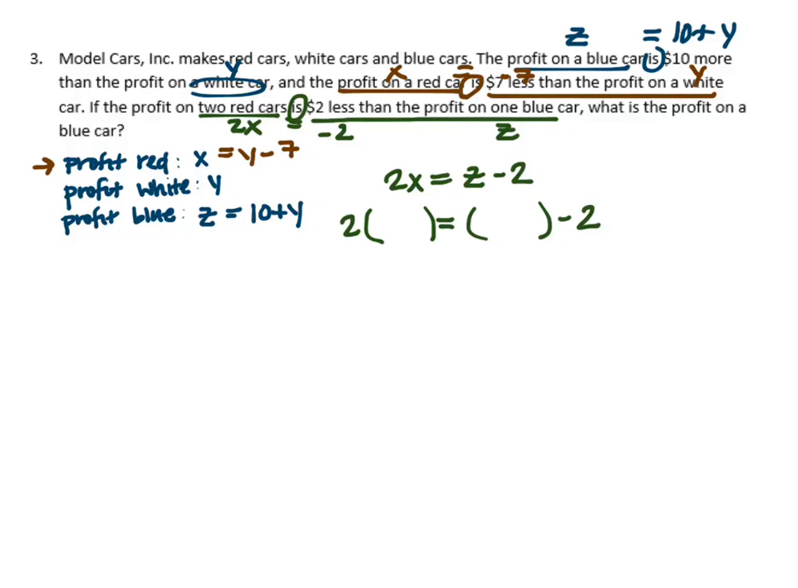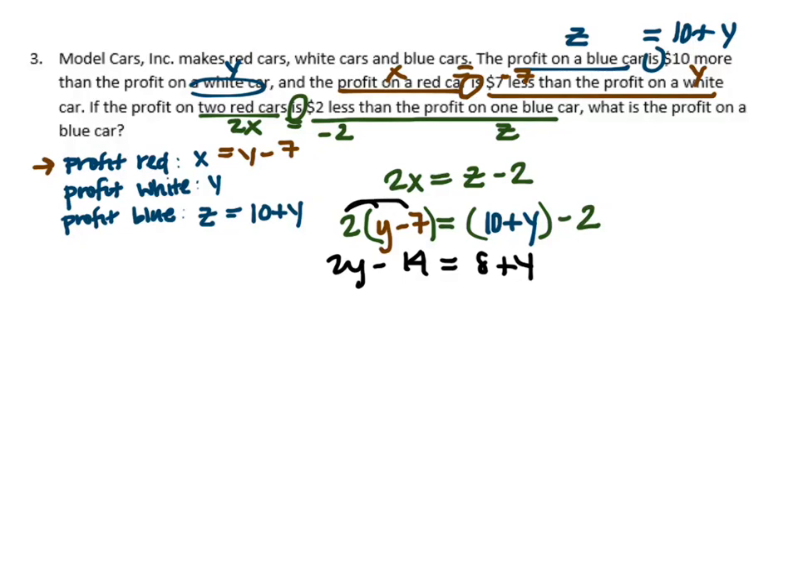for X and for Z. Again, where I see X, I'm going to write in Y minus 7. And where I see the Z, I'm going to write in 10 plus Y. Now I have a distributive property that I need to simplify first before I move on. So I'm going to go ahead and do that. And I get 2y minus 14 is equal to, and I can simplify this right-hand side here by taking the 10 and the negative 2 and finding out I get 8 plus y.